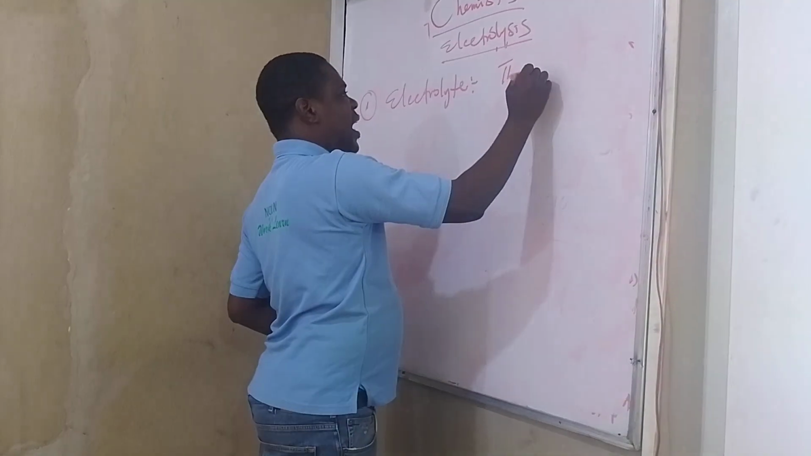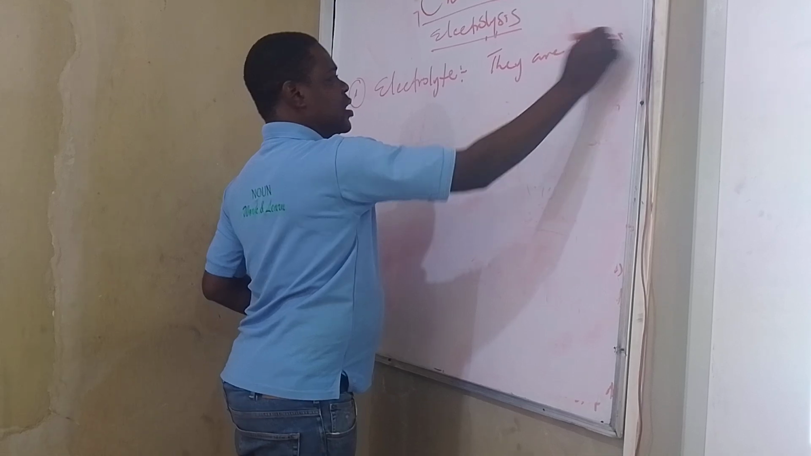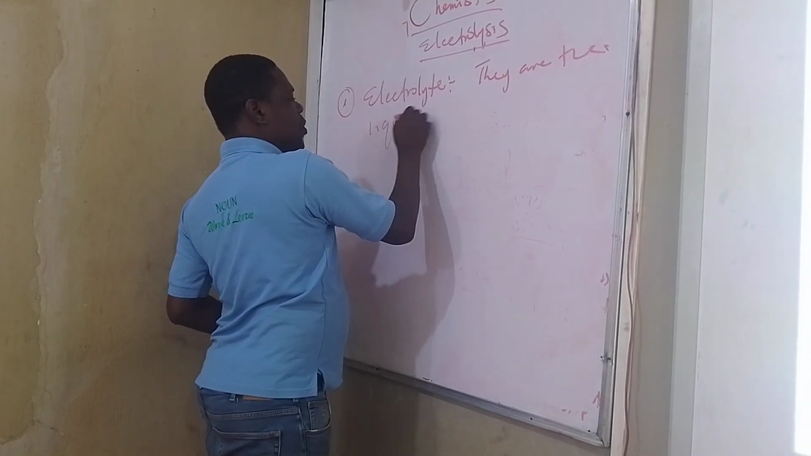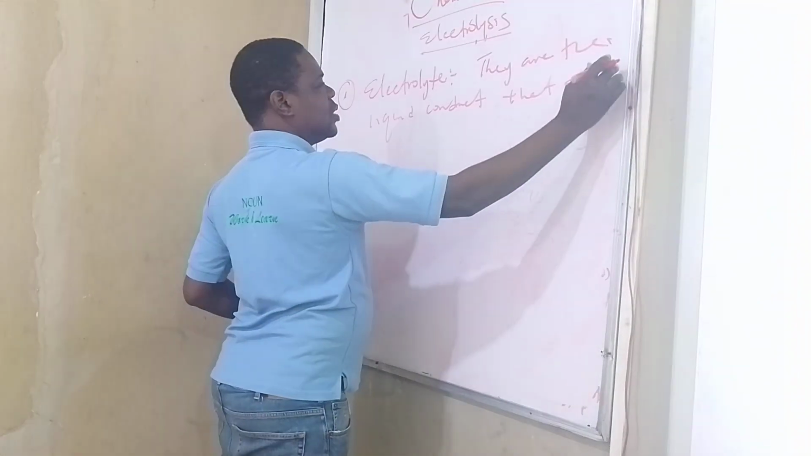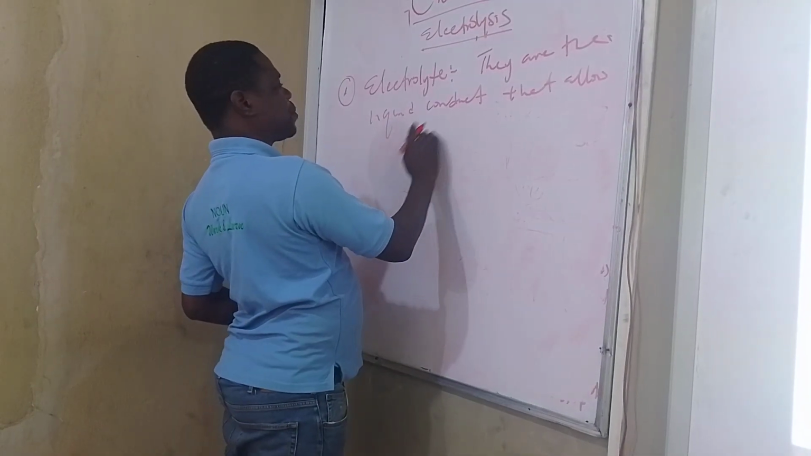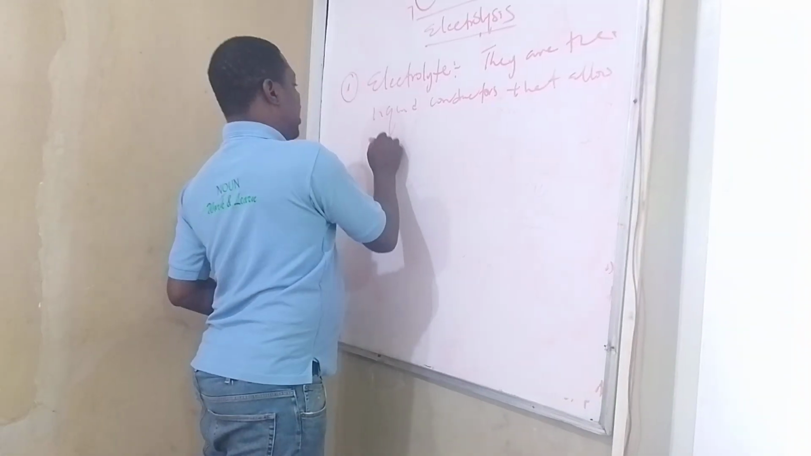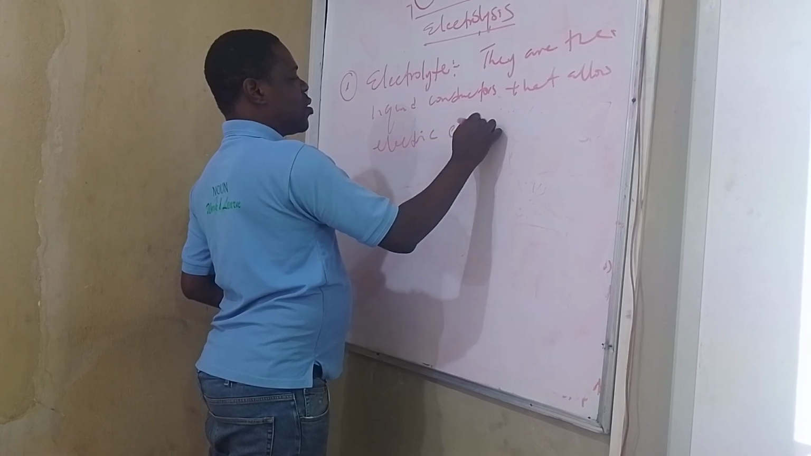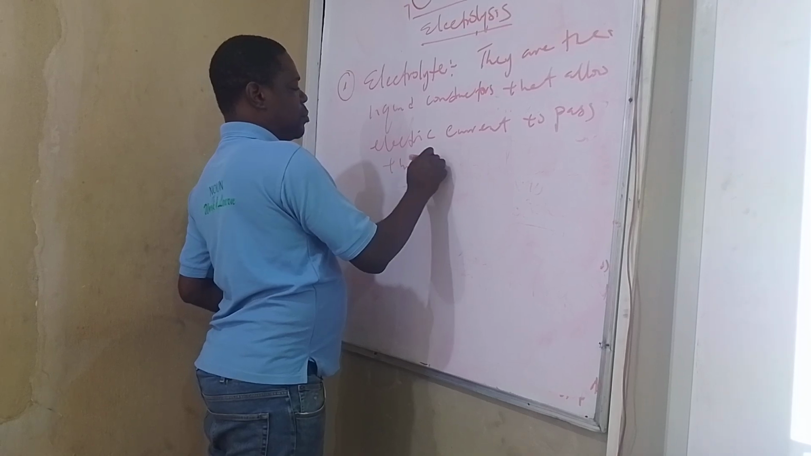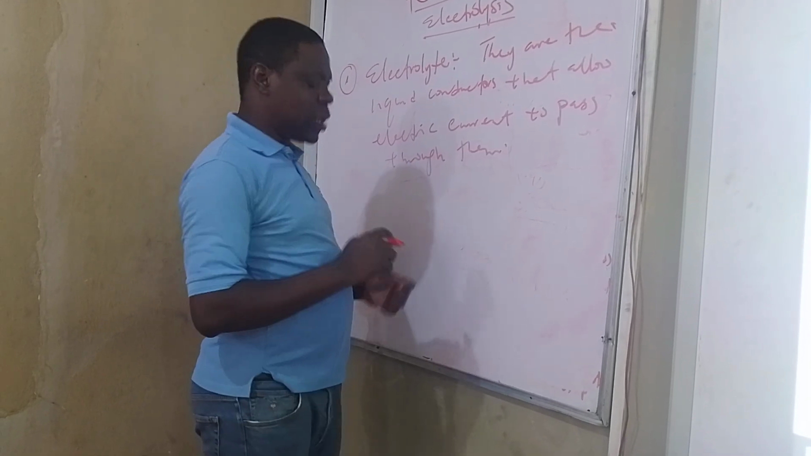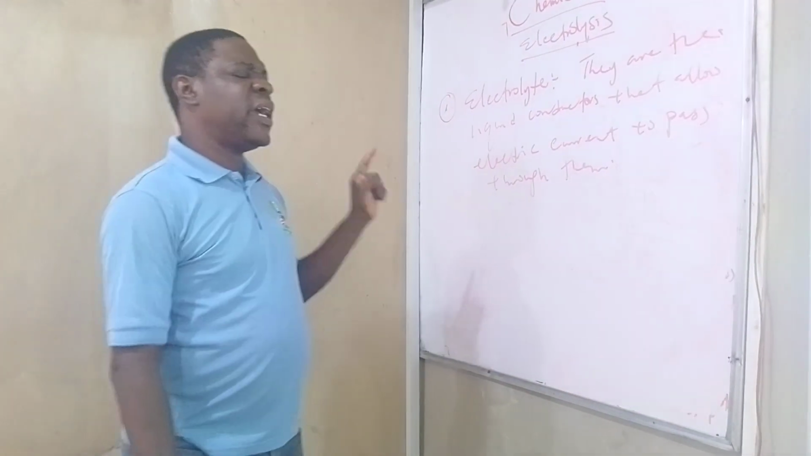They are the liquid conductors that allow electric current to pass through them. So electrolytes are liquid conductors. They are substances that can allow passage of electric current.